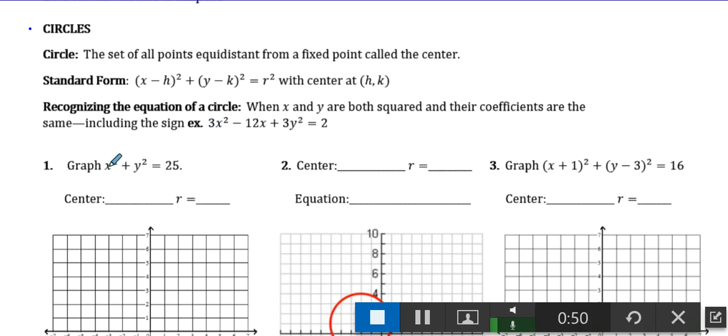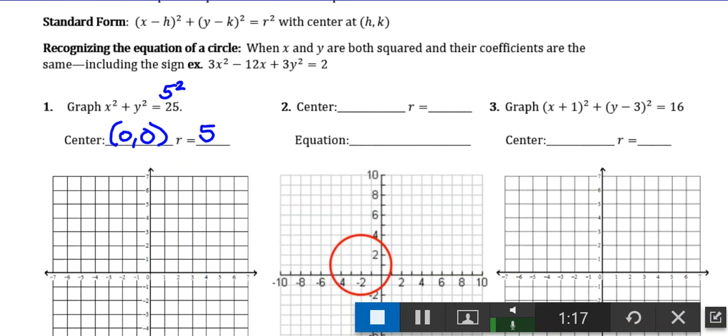In the first one, we just have x squared and y squared. There's no h and k. So if you were to add in the h and k, it would be x minus 0, y minus 0. So that puts your center at 0, 0. 25 is equal to r squared. So you could rewrite it as 5 squared, and that tells you that the radius is 5. The radius is just going to be the square root of this number here.